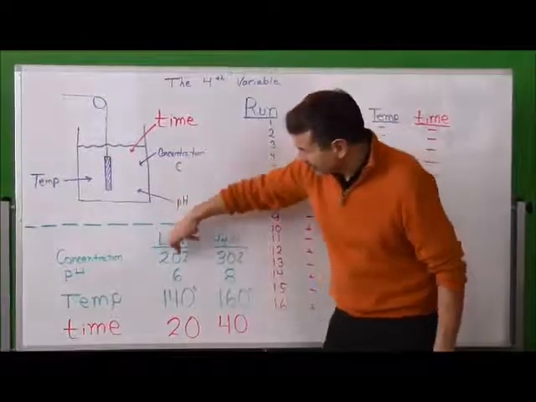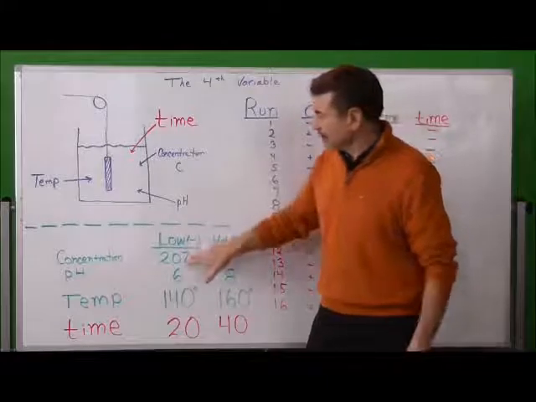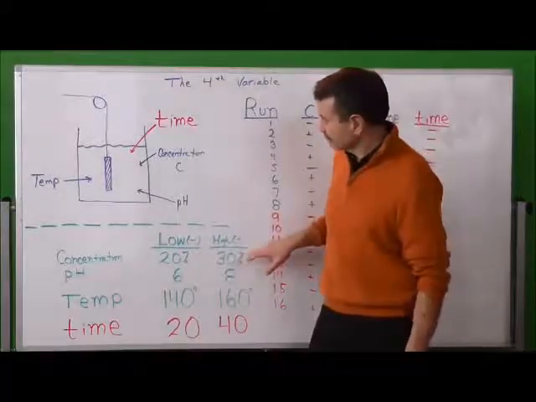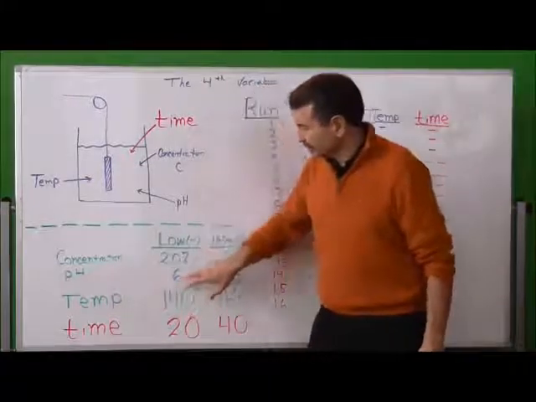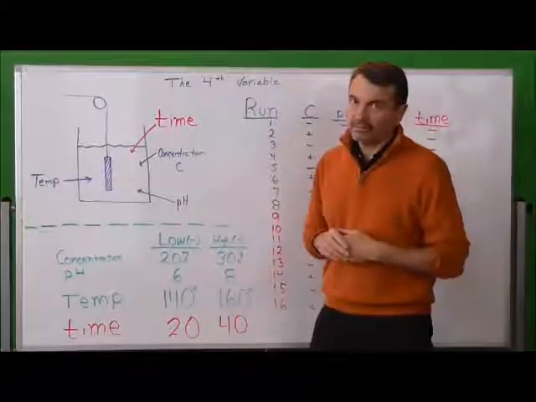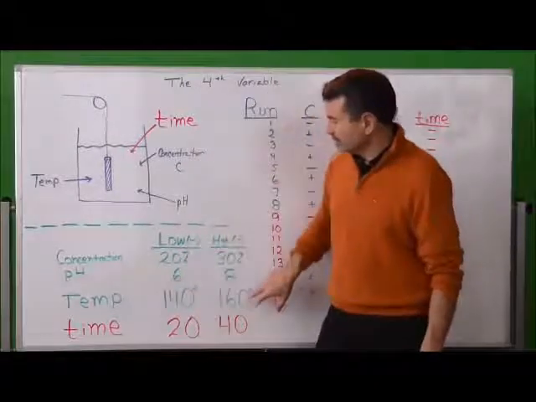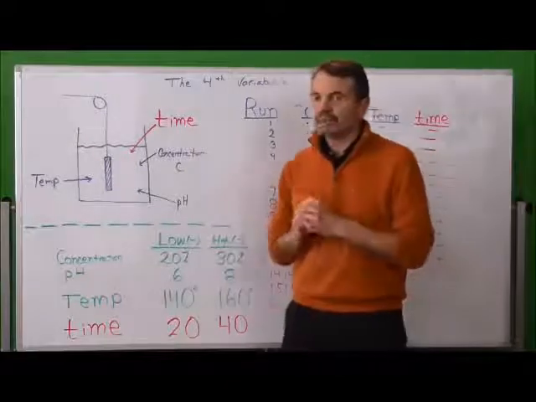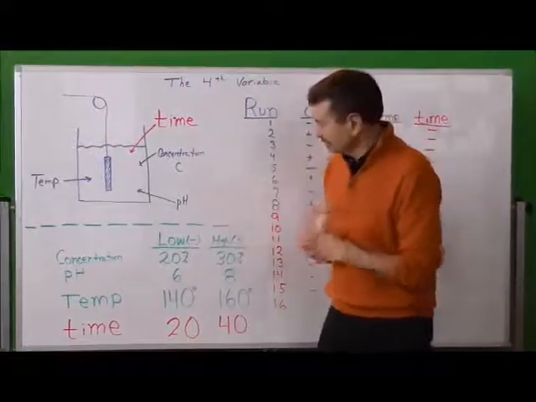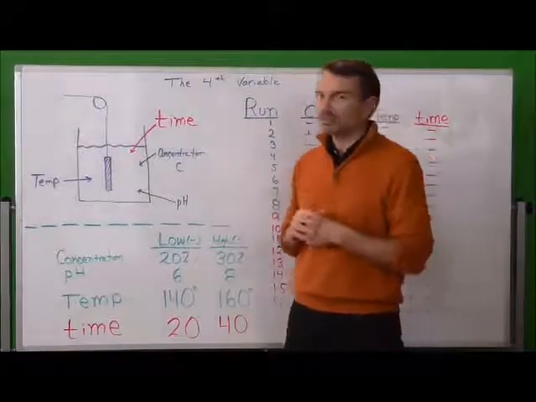We move the concentration from 20% on the low level, which we will call the minus, up to 30% on the high level. We took the pH from a 6 up to a pH of 8, and we took the temperature from 140 to 160. The 160 was the maximum level that we could get on the equipment. The 140 level was, as an example, the lowest that they felt we could get to without freezing the tank up.